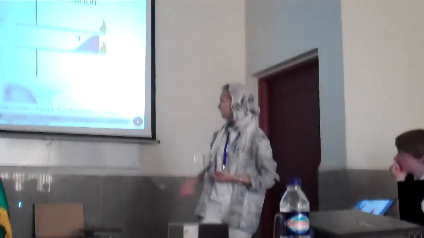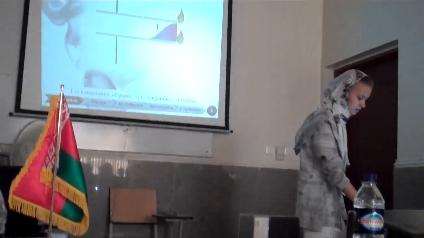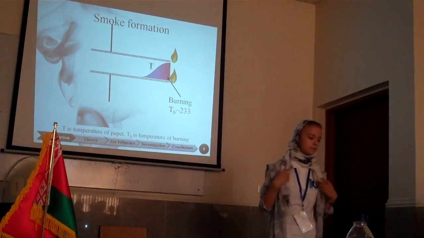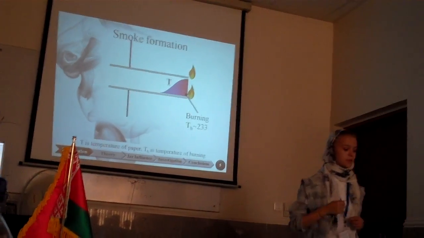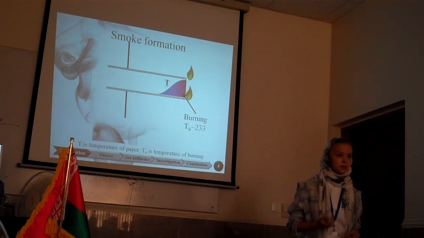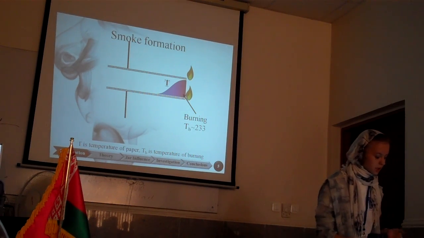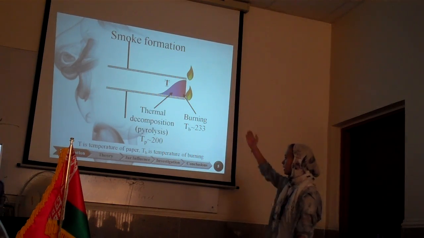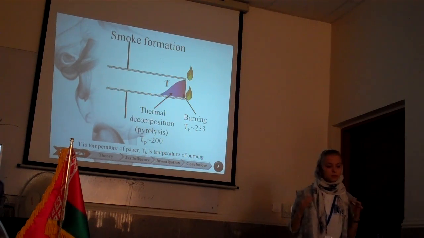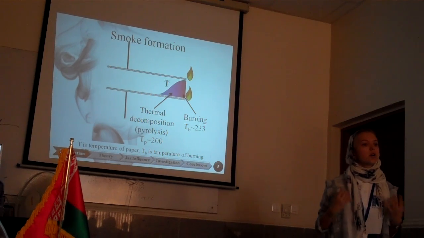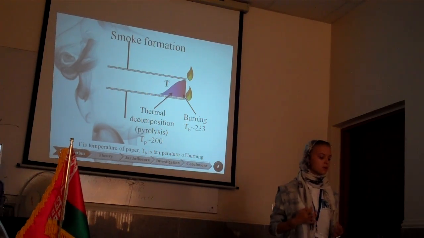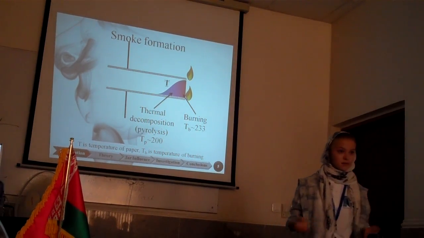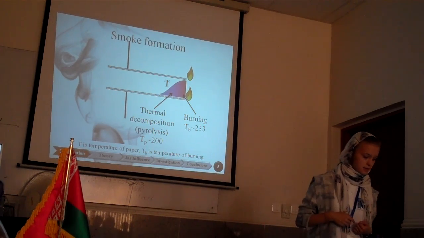When we burn the outside end of the tube, some temperature gradient occurs. It looks something like this. Near the flame, there is burning, and where the temperature is lower, it is here. There we have a bit lower temperature, and this temperature is not enough for burning. That's why thermal decomposition takes place. It's named pyrolysis.